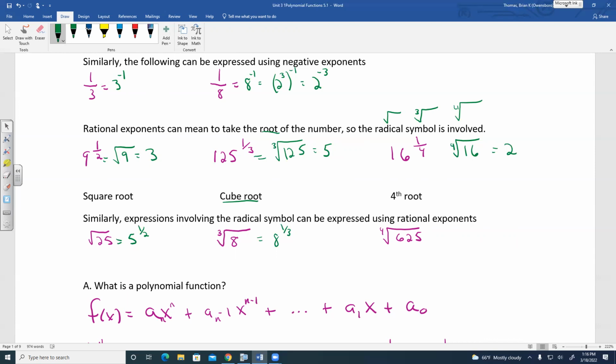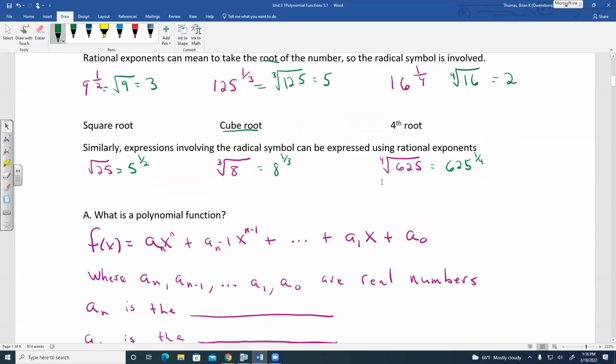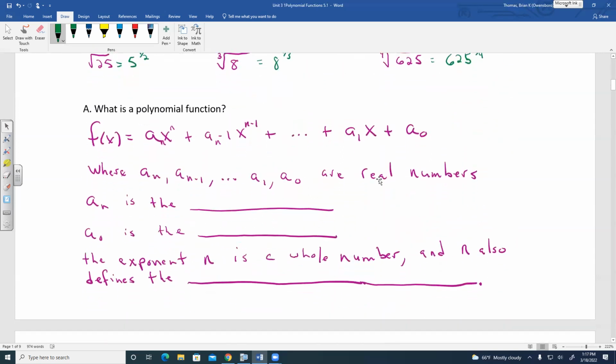The 4th root of 625 can be expressed as 625 to the 1/4 power. So we have that going on. So those are some things we may want to be familiar with as we move forward. So what is a polynomial function?